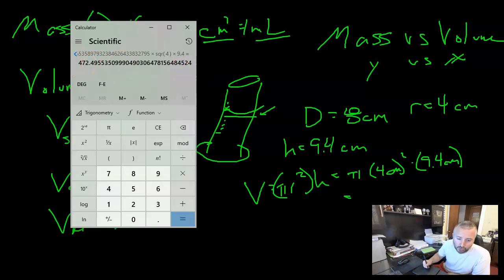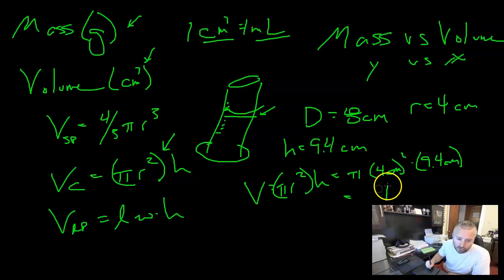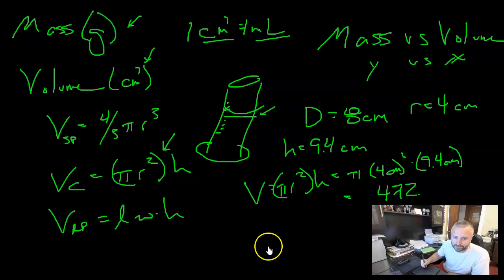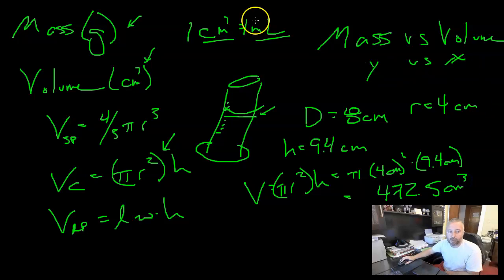I'm fine if you just want to go to 10th. Like I said, I'm not going to worry too much. 472.9... what? 472.5 centimeters cubed. Okay, so when you do these calculations, like I said, put your numbers, label what quantities are there, put your equation, punch that in, give me the final answer. We'll talk more about these details later.